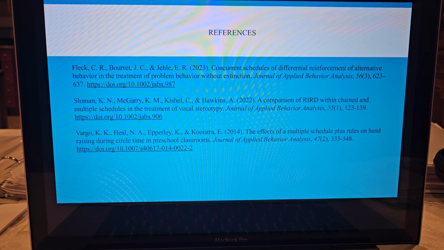And lastly is my reference page. I tried hard to get this in under 5 minutes, but I'm going a little bit over.